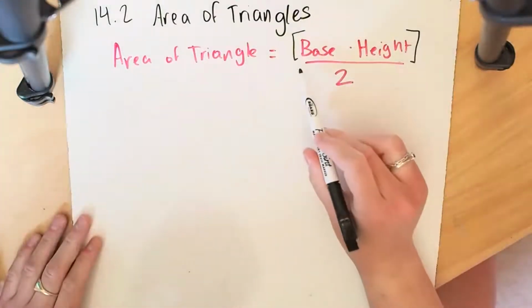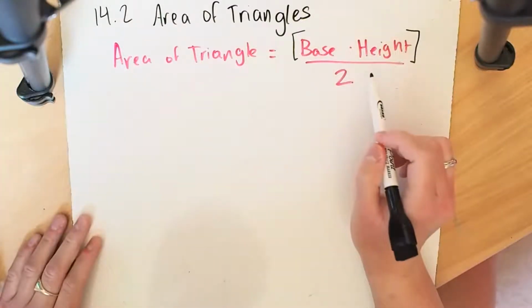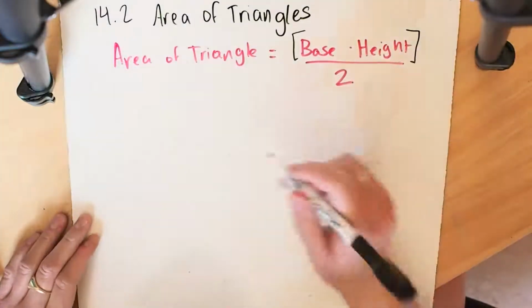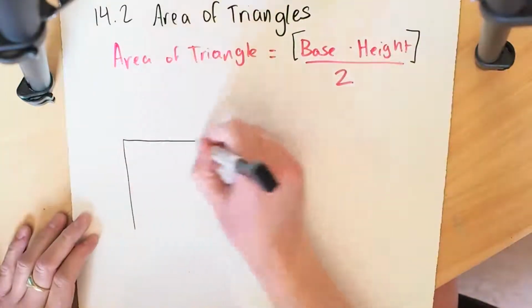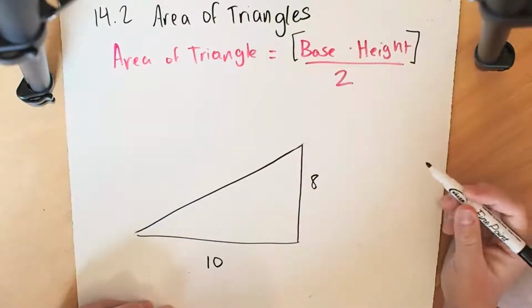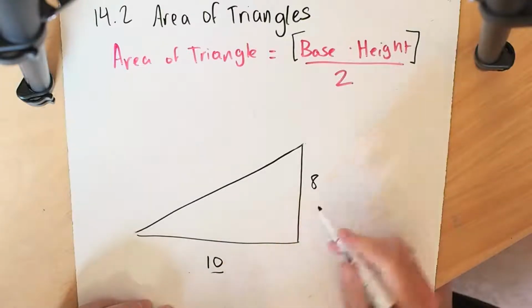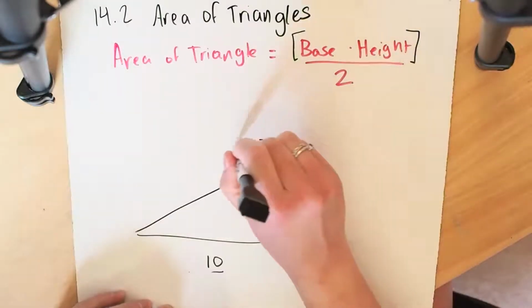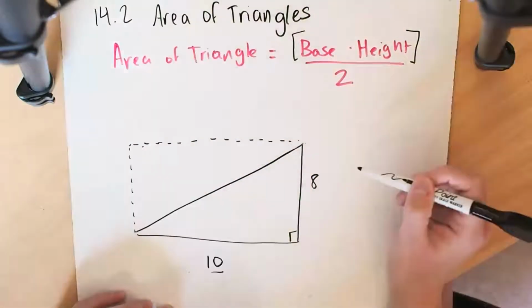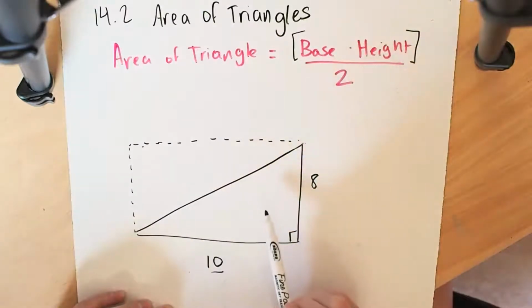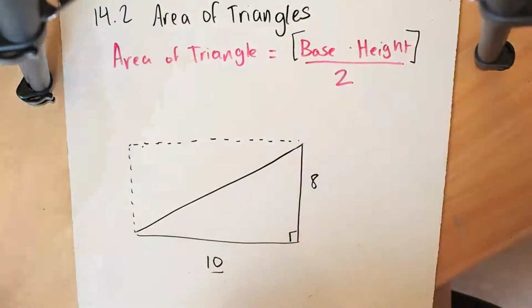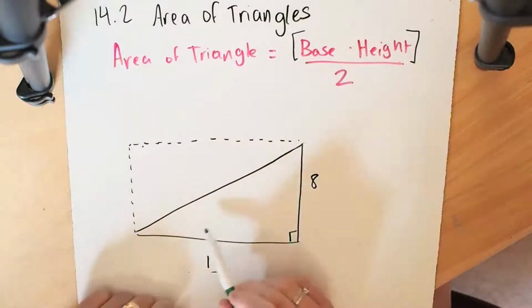You'll see that this is the formula for the area of a rectangle or a parallelogram, and this is just dividing that whole number by 2. Why do we do that, you may ask? Well, here's an example. If I were to look at this triangle and say, well, this is my base and this is my height, we see this as a right angle here. If I were to create a fake rectangle, it looks like this triangle is exactly half of the area of that fake rectangle. So when we're finding the area of a triangle, we simply multiply the base times the height, and then we take half of that to find the area of only the triangle.